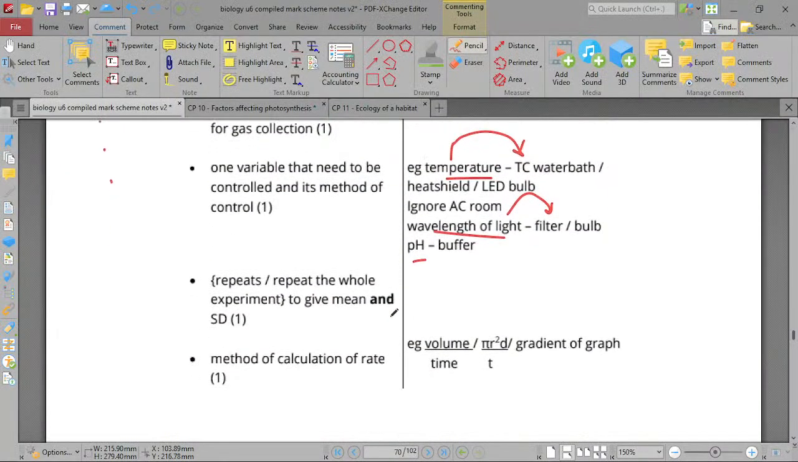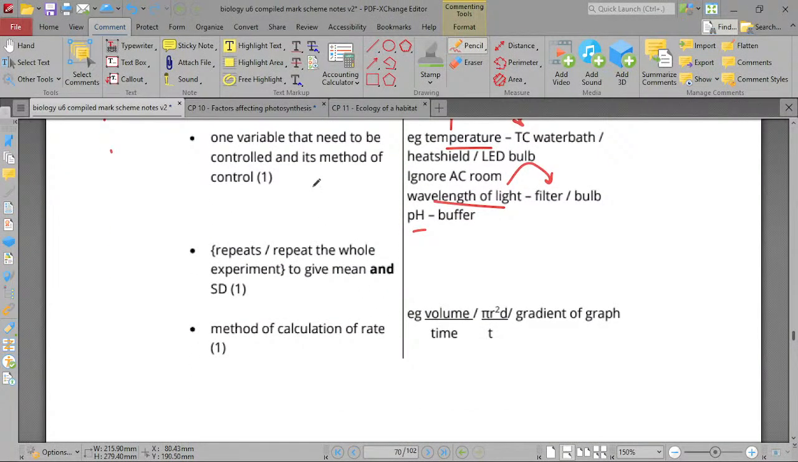What is a TC water bath? A TC temperature control water bath is a specialized laboratory instrument designed for heating or cooling samples to a specific constant temperature for a long period of time. So there you go. There you have it.